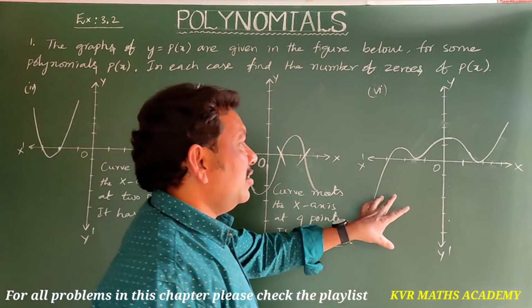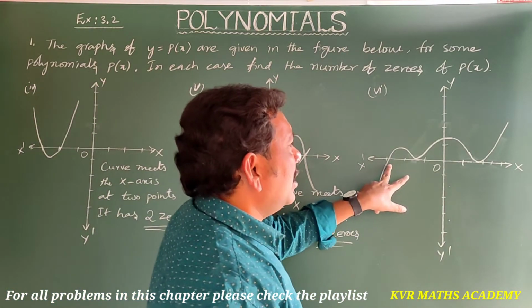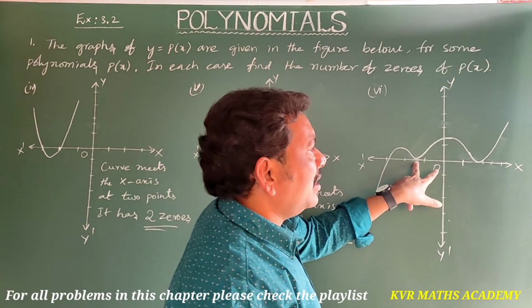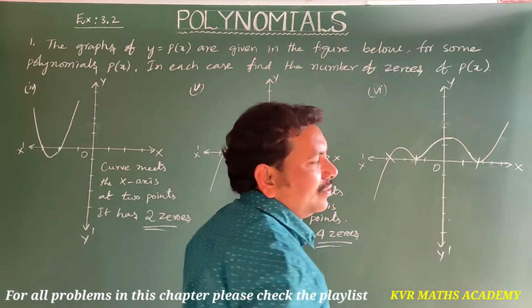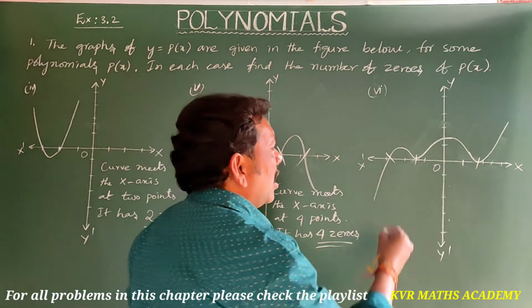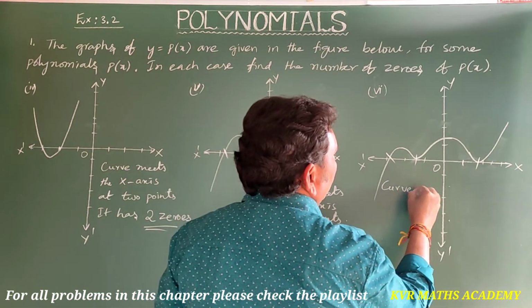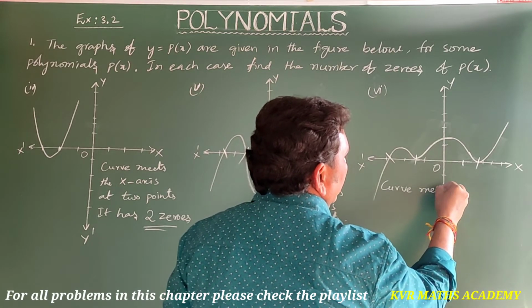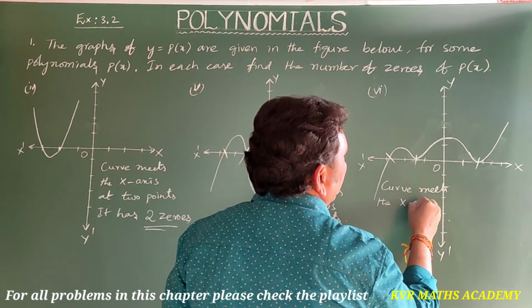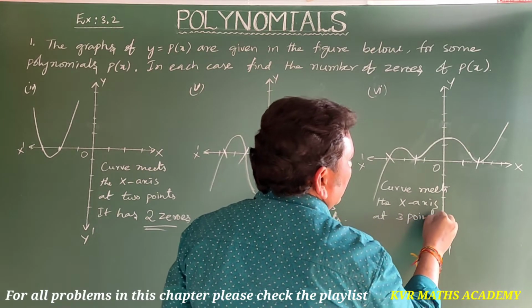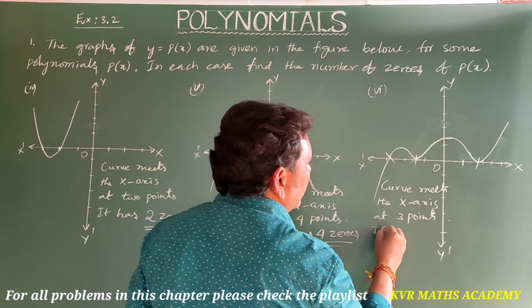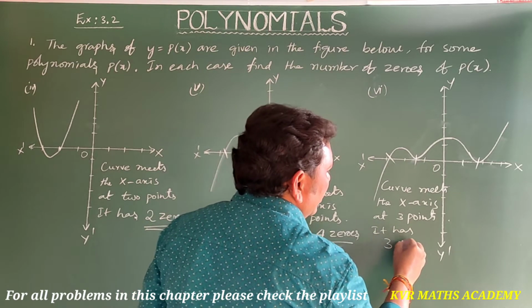Coming to the final one. See, this curve meets the x-axis at how many points? This is 1 point, 2, 3. Right? So the curve meets the x-axis at 3 points, so it has 3 zeros.